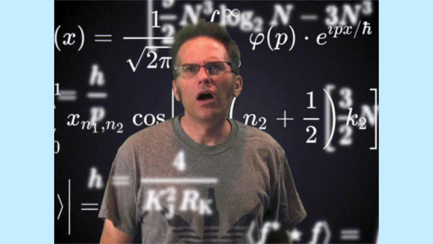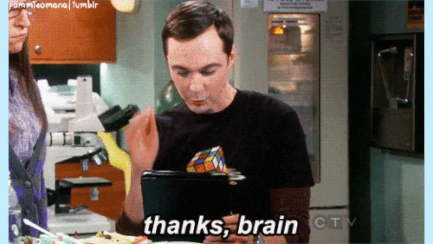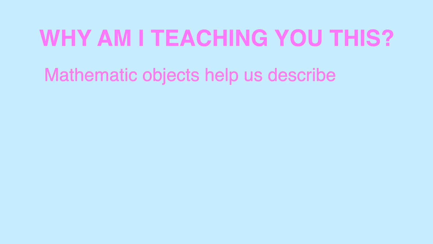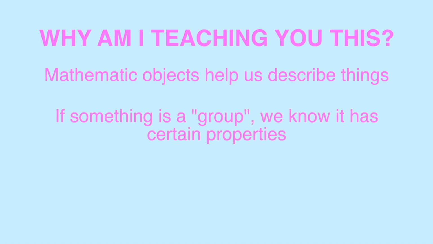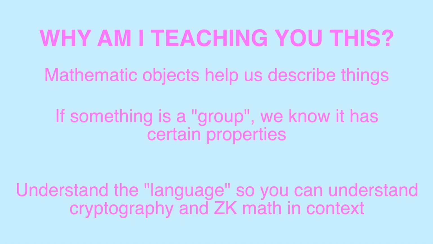Group theory sounds a little bit intimidating due to the fact that it has the word theory in it. It sounds a bit fancy, and to be honest, it's really not that fancy. It's what we call an object in maths. It's a mathematical construct in order to describe things. For instance, we can describe a collection of numbers as a set. A group is just another way to describe things. If something is a group, then we know that it has certain properties. And you need to understand this language to read and understand complex mathematical concepts such as cryptography and zero-knowledge proofs. And you need to be pretty familiar with it so that you can read it in context, like group, and understand, I know exactly what that means.